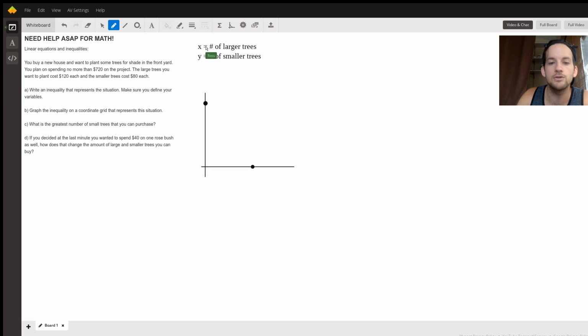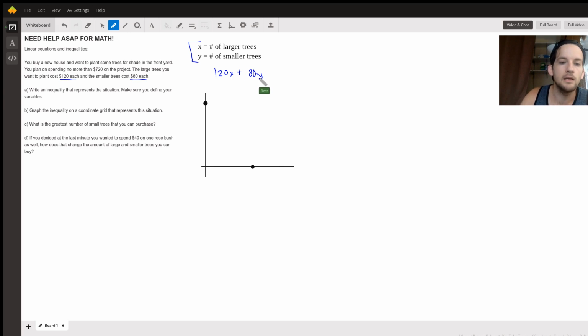So for part A, we need to start by just defining our variables, which are up here. I've done that already. So we have X being the number of larger trees and Y being the number of smaller trees. That means when we buy larger trees, we're going to spend $120 on each of those, so that'd be 120 times however many there are. That would be X. And when we buy the smaller trees, not the 720, the 80, right? That would be $80 times Y. So 80Y would be the cost of all of your smaller trees. And the total cost of our project would be the sum of those, so we just add them up.